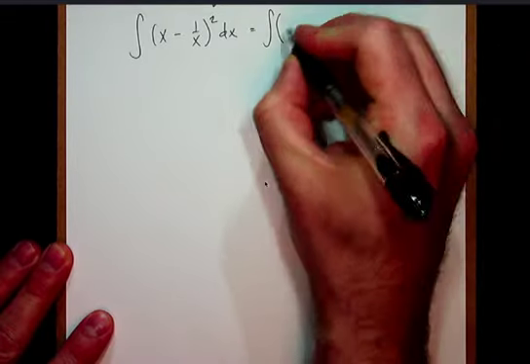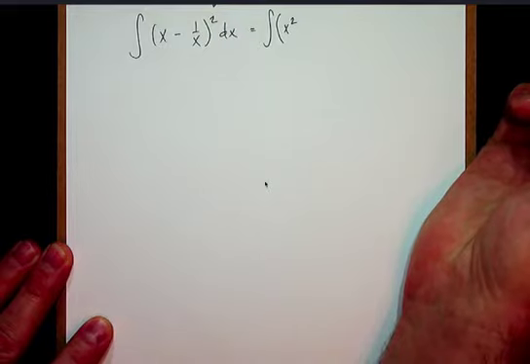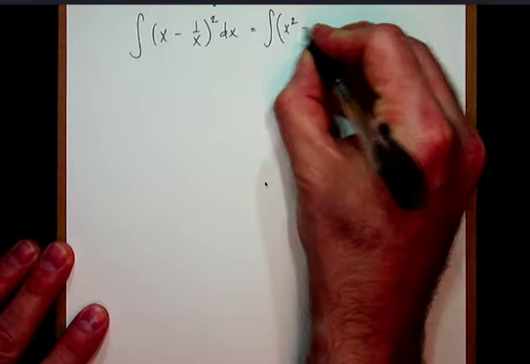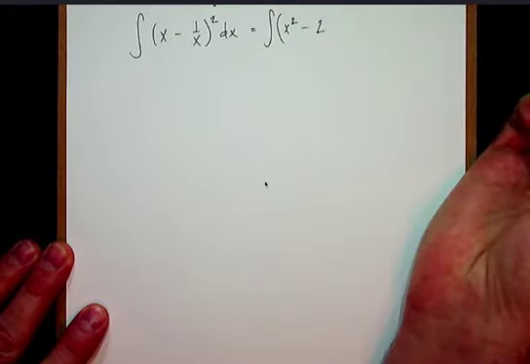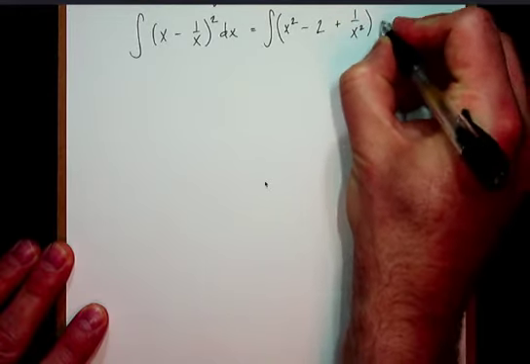Now, when we FOIL it, we have the first, and then we have the outer and inner. Now, the outer and inner are both going to be x times negative 1 over x. So it's going to be negative 1, which gives me minus 2. And then last is going to be that.